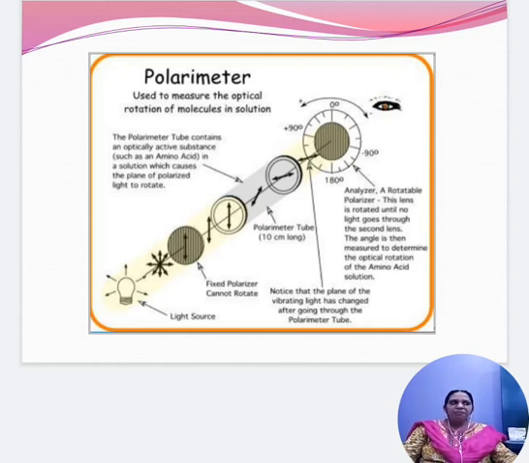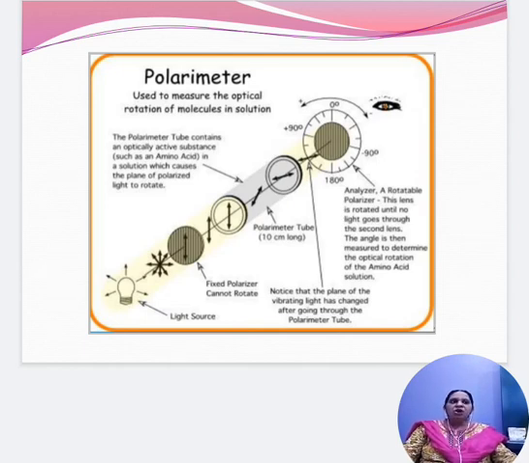Then you have the eyepiece or the eye here. So the polarimetry tube contains an optically active substance such as an amino acid in a solution, which causes the plane of the polarized light to rotate. It can be rotated either in the clockwise or in the anti-clockwise direction.